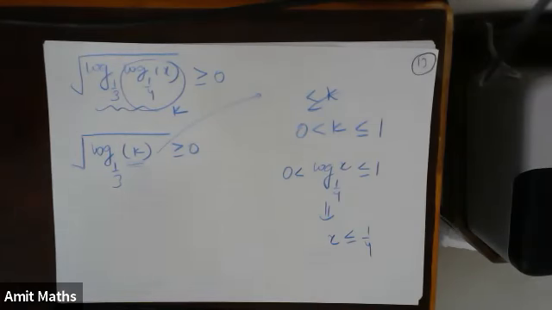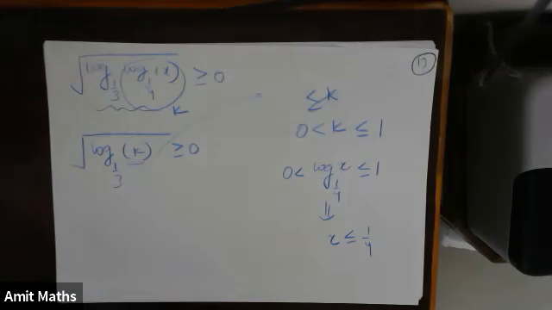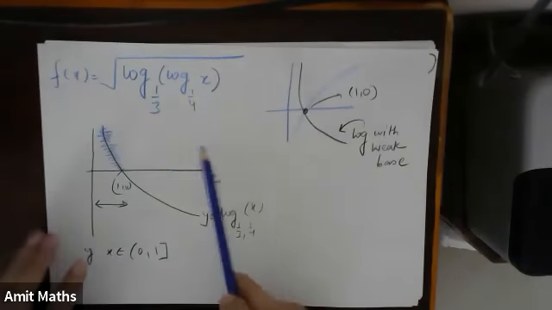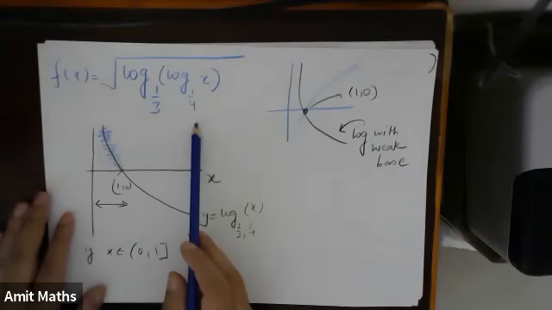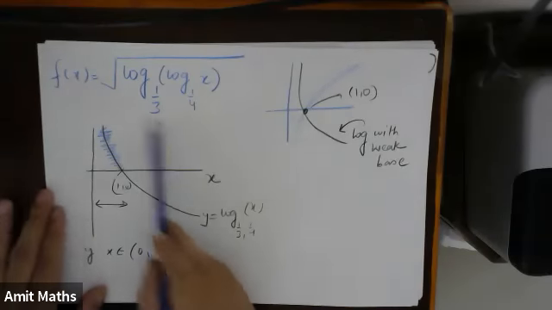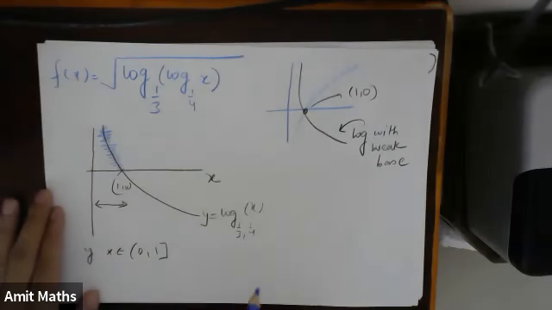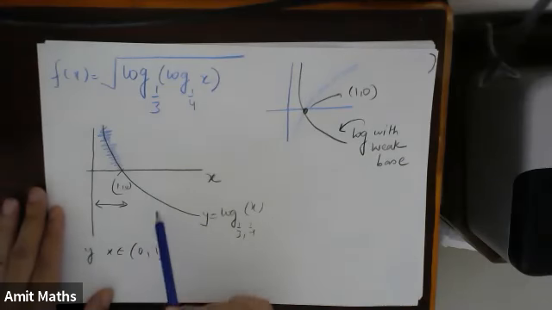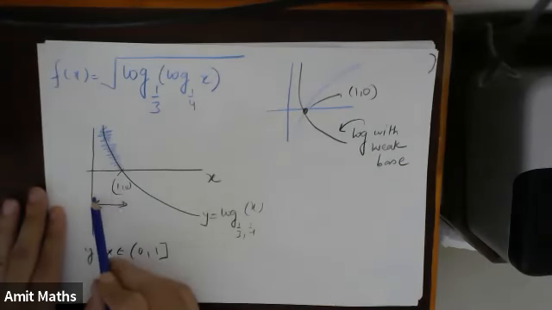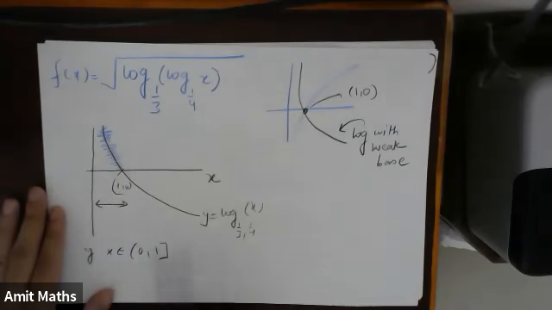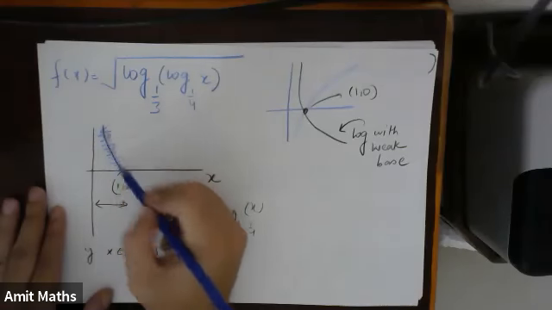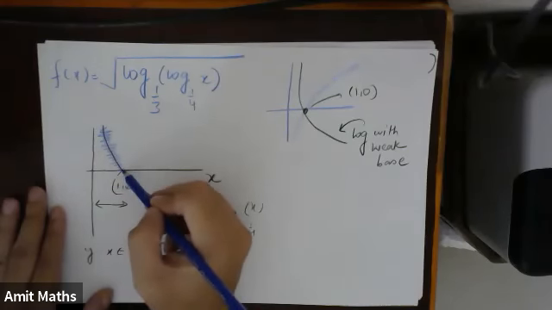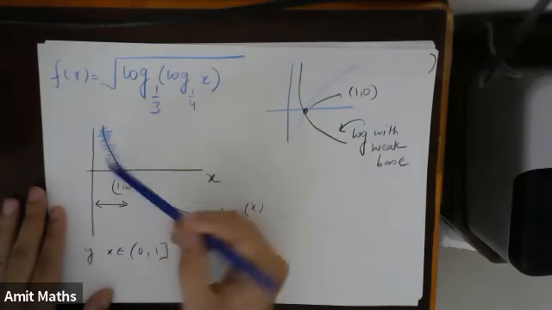Okay, so what I have done is, first I have used the property of log. When log is with a weak base, the function will look something like this. When the function is like this, that means for x between 0 to 1, the log will be positive.